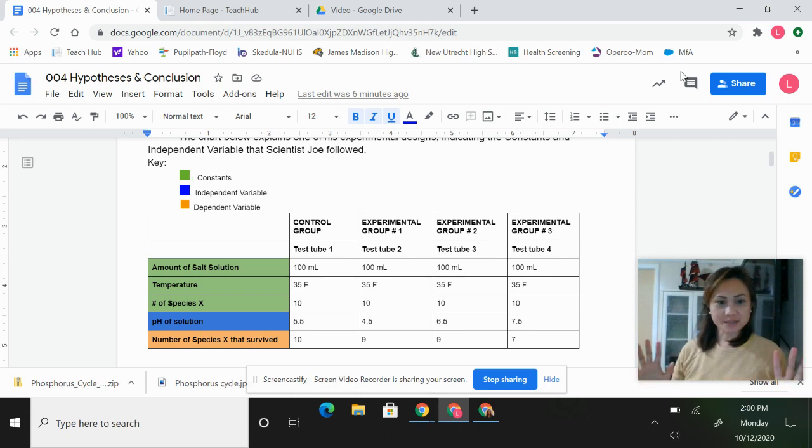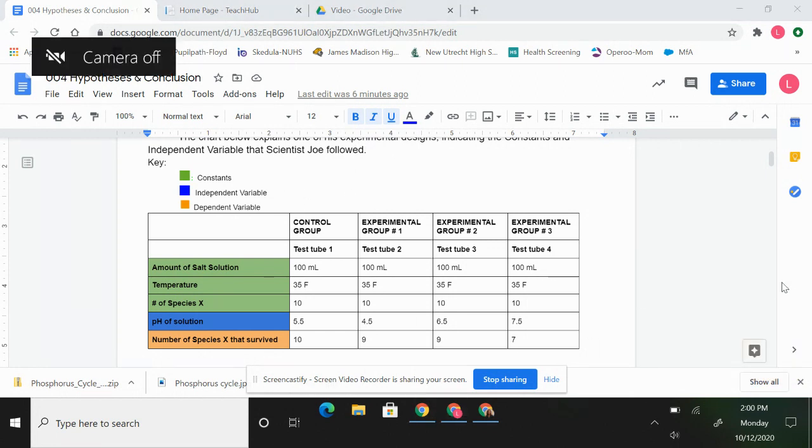Good morning, everyone. Our topic today is all about hypothesis and conclusion. So let's focus on the chart that we have here in front of you. You got the key here. The green refers to the constant variables. The blue is the independent variable. Orange is the dependent variable.